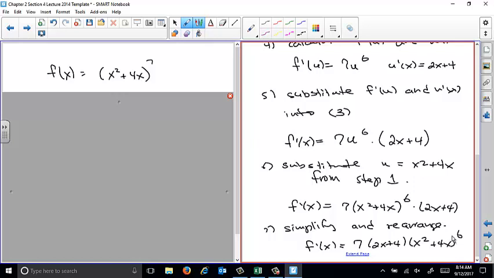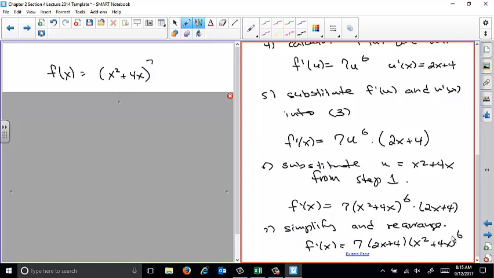And that's why you don't be stingy with parentheses. Because if I didn't put the parentheses here, I'd have 7 times 2x, and then plus 4 times that, instead of knowing that I multiplied the whole thing out. And at that point, you're done. Which is a lot easier than multiplying out x squared plus 4x 7 times, and then taking the derivative of the corresponding polynomial. We don't multiply this out, we just leave it in its original grouping. So that's the whole concept of the chain rule.